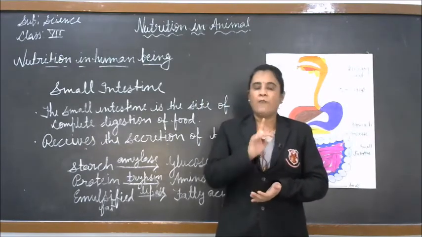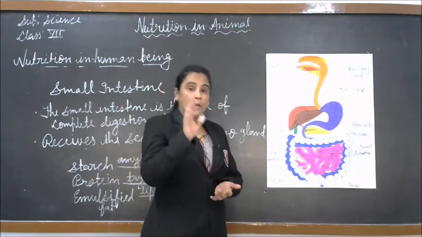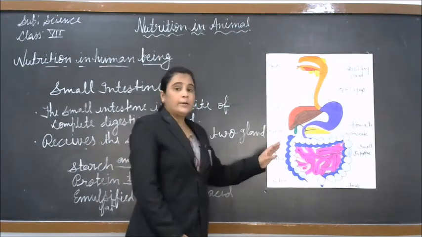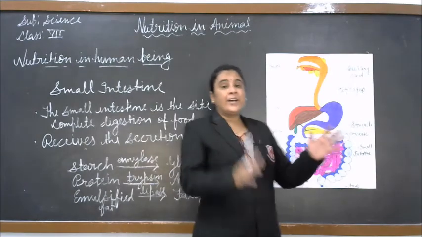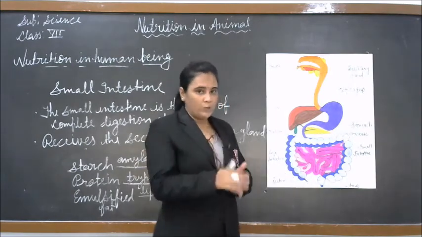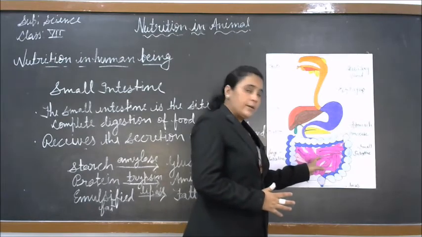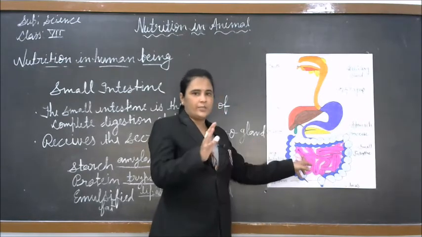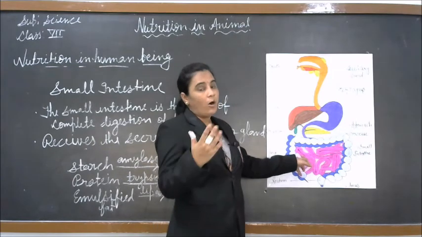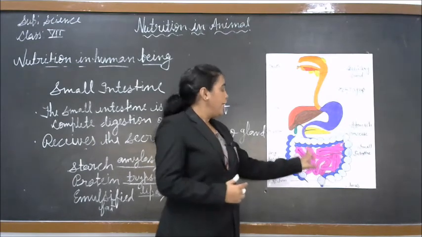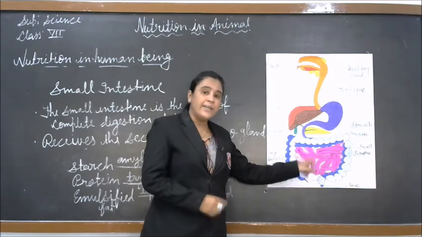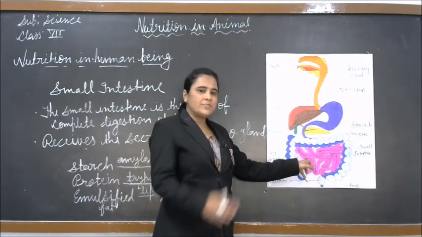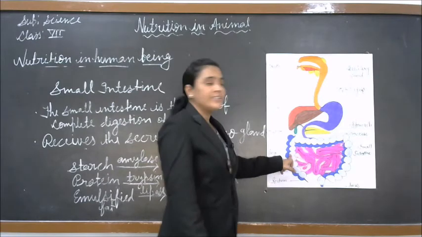After absorption and assimilation, the food that is not digested and not absorbed by the small intestine, we call this undigested food or waste product. This waste product passes from the small intestine to the large intestine.